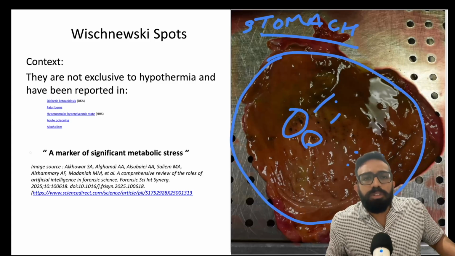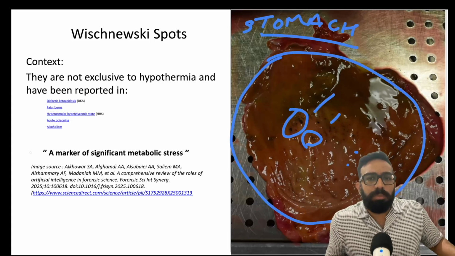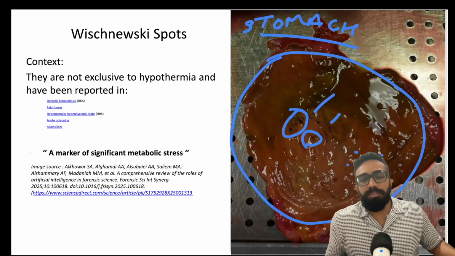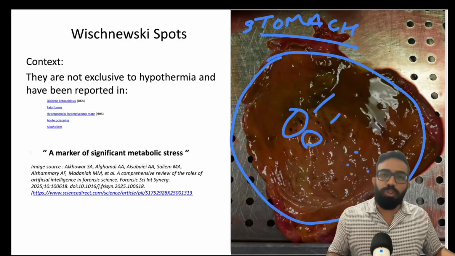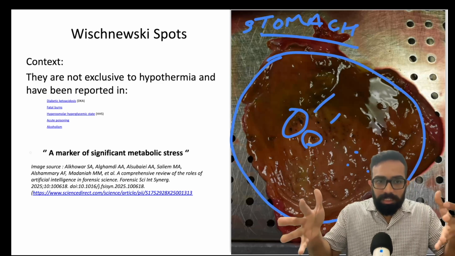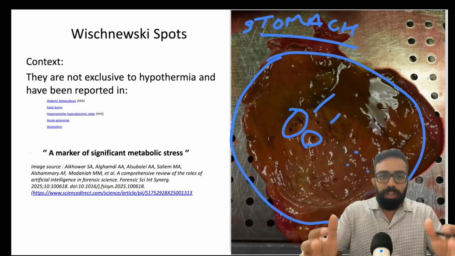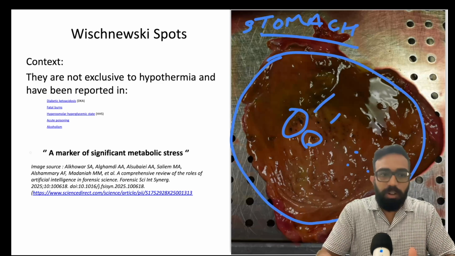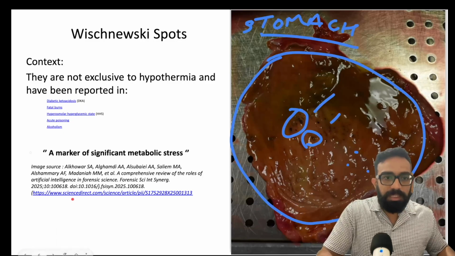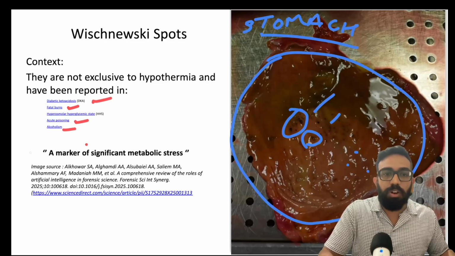Now, most important thing which I want you to remember is that just because you are seeing Wischnewski spots in autopsy, that doesn't mean that it is definitely a case of hypothermia. You should always see the corroborative, which means you should see the condition in which the body is found. For example, Wischnewski ulcer can also be seen in death due to fatal burns. They can be seen in deaths due to diabetic ketoacidosis. They can be seen in poisoning. They can be seen in alcoholism.